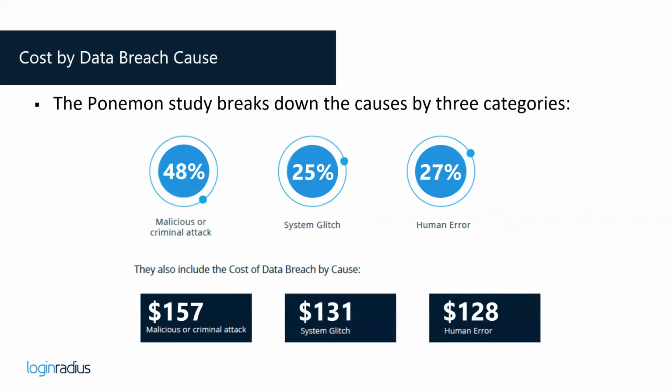And then breaking down that cost by the cause of the data breach. The Ponemon study breaks down the causes into 3 categories, which is very similar to the ITRC study that we saw earlier. They break it down by malicious or criminal attack, a system glitch, or human error. And we can see the higher percentage of the breach attack is directly associated with the cost per record. So the cost of a stolen record for a malicious or criminal attack is around $157 per record.